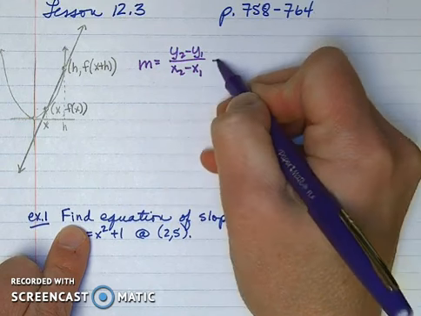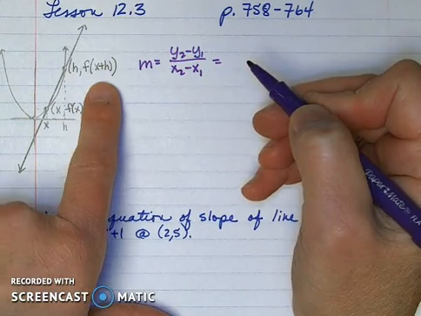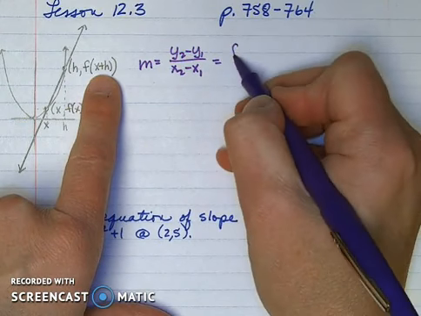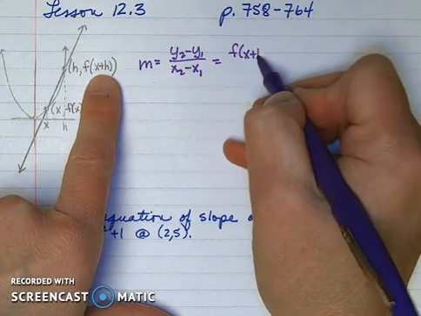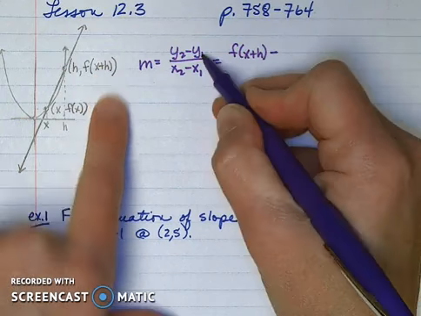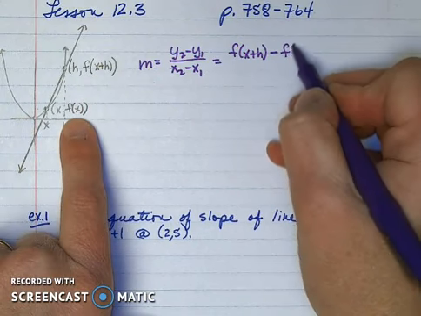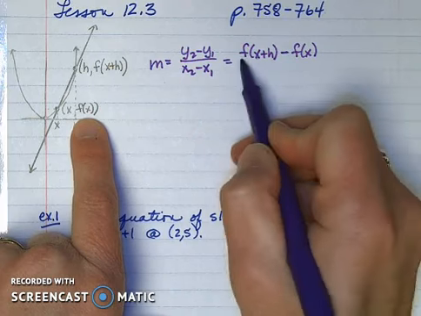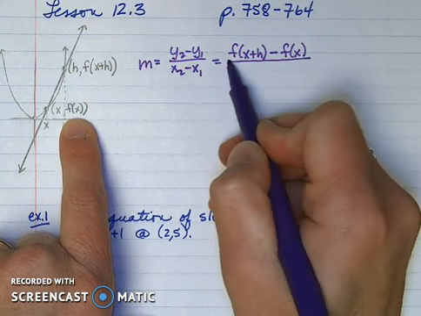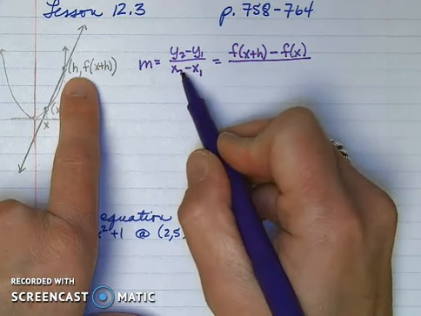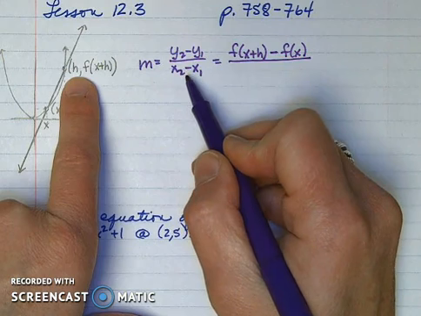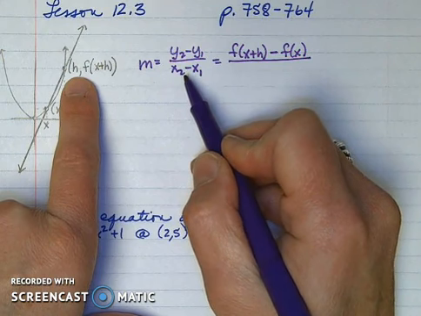Well, if we look at our points, that would be this f at x plus h minus the y here, which would be the function at x. And if we divide that by the x, the second x, which would be the h plus x.